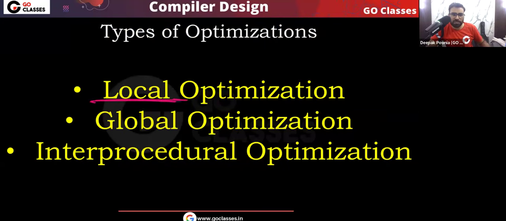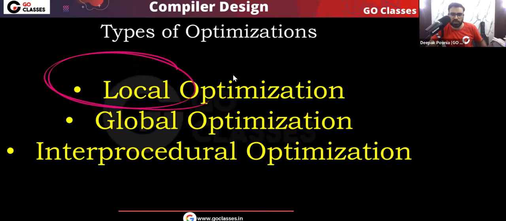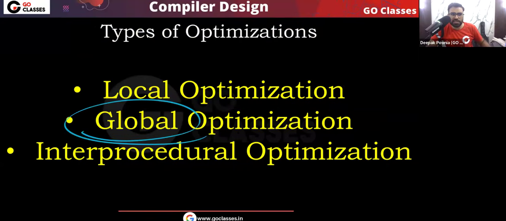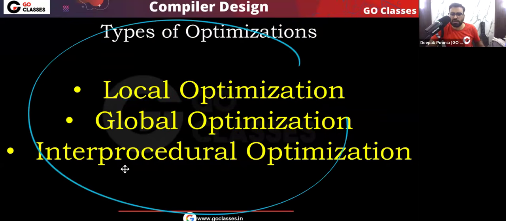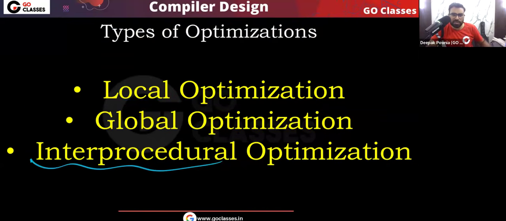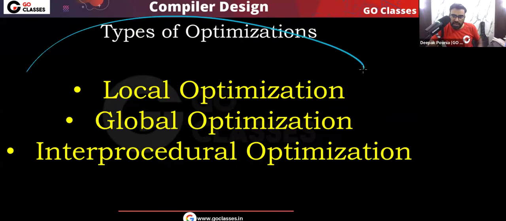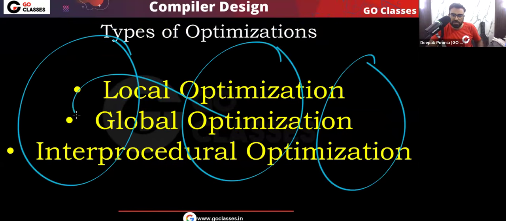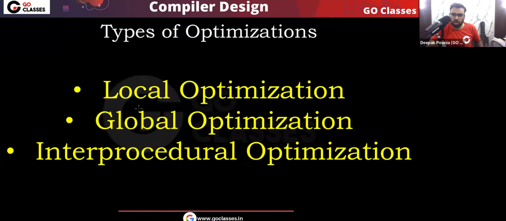Local optimization means within a basic block. Very simple. Within a basic block, you are performing some optimization. That is your local optimization. What is global optimization? That is within a control flow graph. And what is inter-procedural optimization? This means in the entire program, you can go between the control flow graphs of different procedures. Your optimization moves between the functions, between the procedures. That is called inter-procedural optimization.